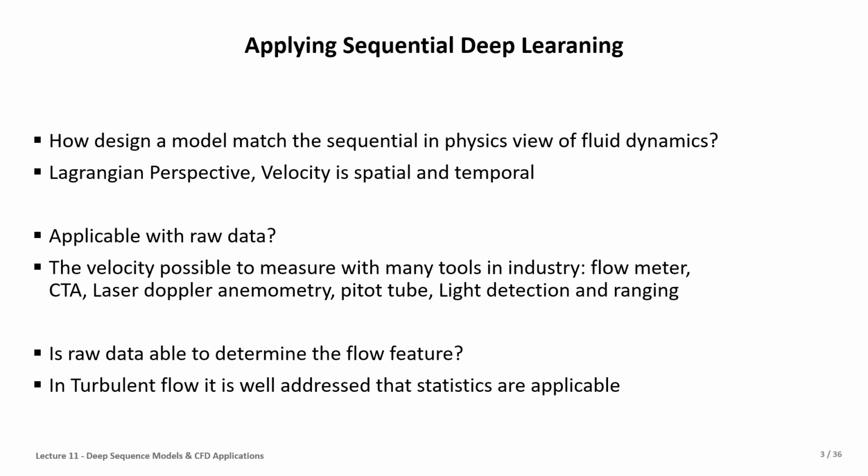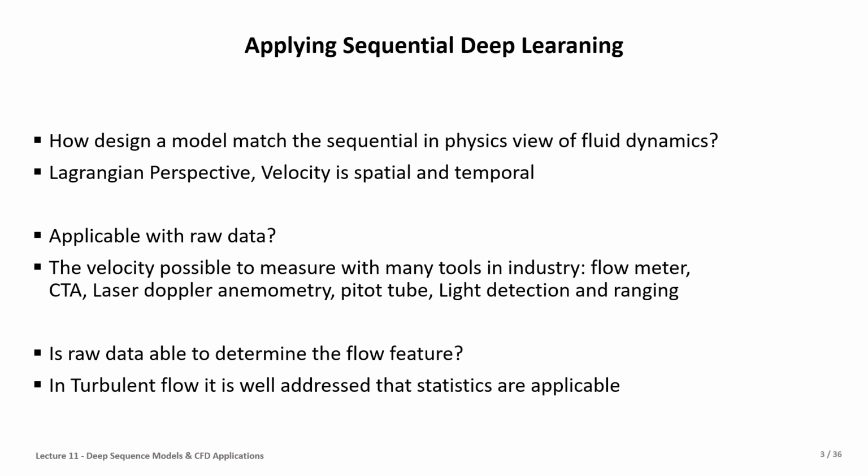As we said in the first part, we need to think how we can apply the sequence deep learning in the fluid dynamic area, which is focused on the turbulent flow currently, and how the data could be matched. We have the Lagrangian perspective, in which the velocity is spatial and temporal, which means the velocity is a function of the location and a function of the time. This perspective and framework could be a great choice for the sequential deep learning model.